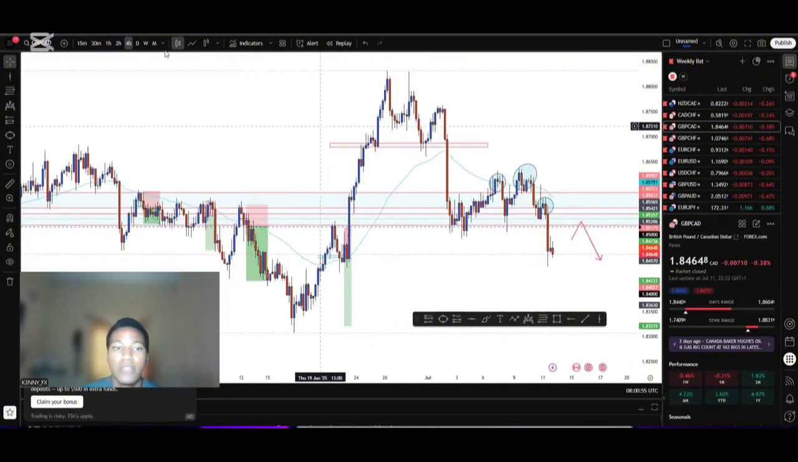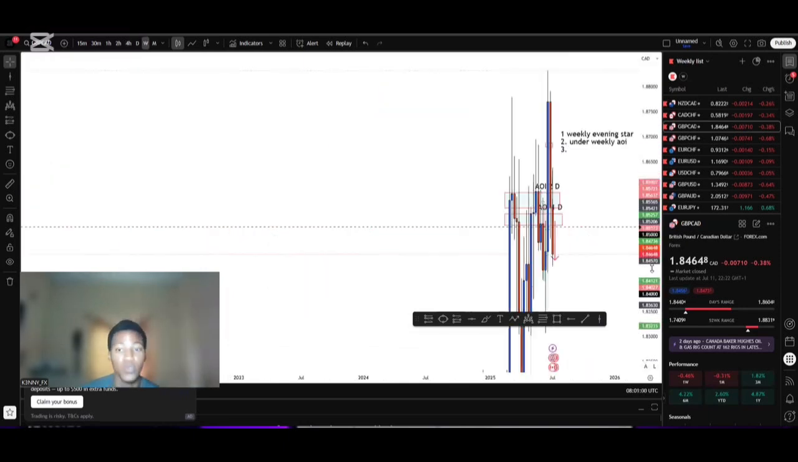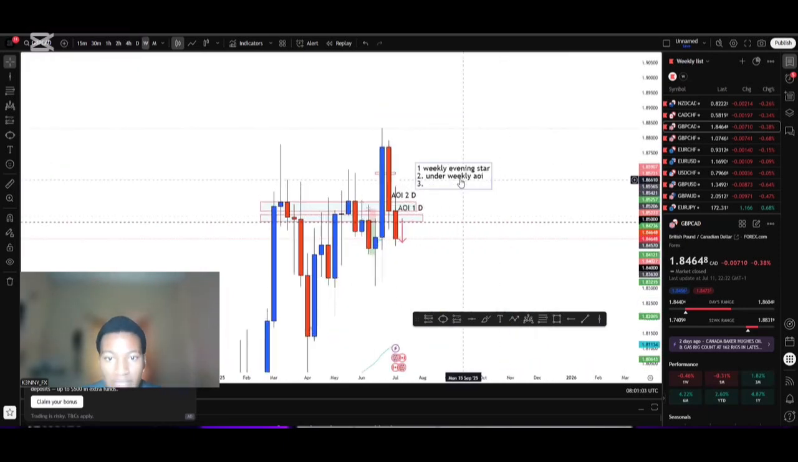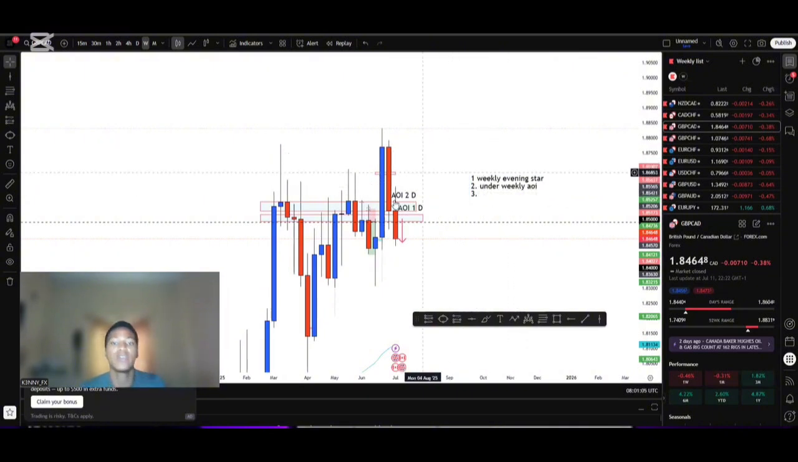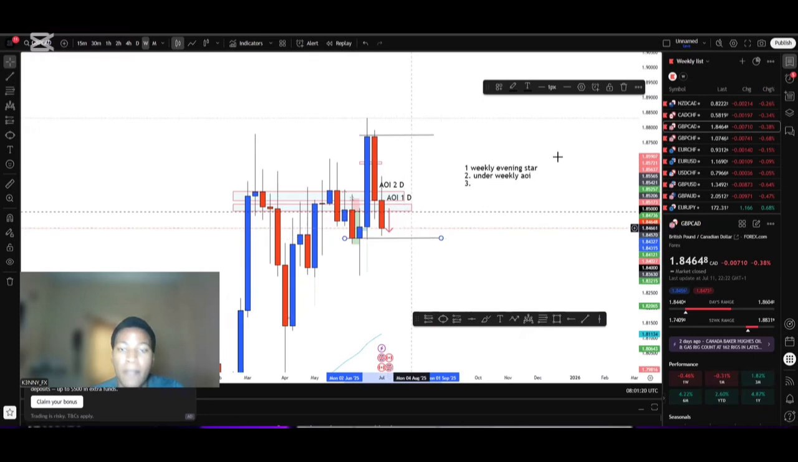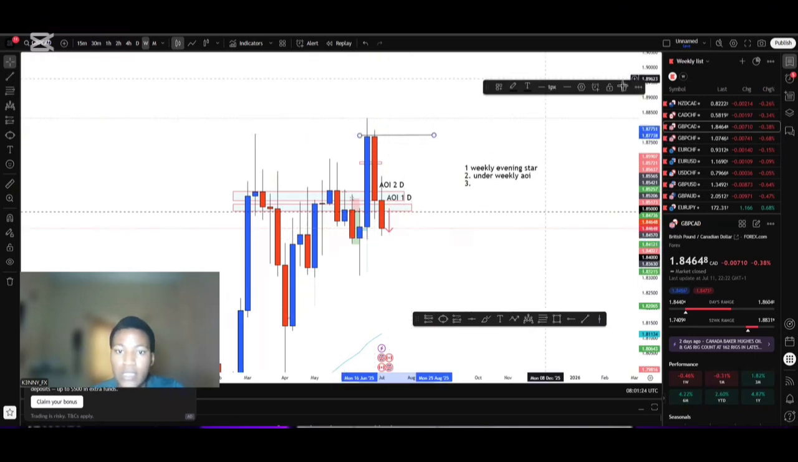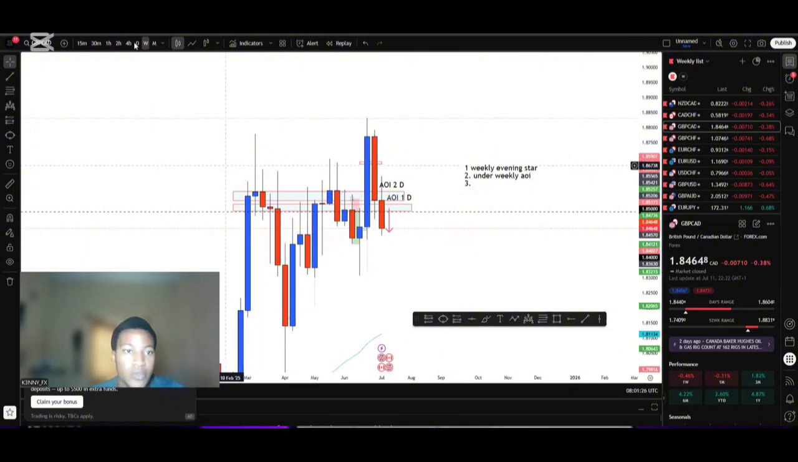If you come to GBP CHF and go to the weekly time frame, as usual, we have weekly bullish because we have the higher high here and the higher low here. That means before weekly goes bearish, we need price to close under this level here. So we go down to the daily. Remember, weekly is bullish.